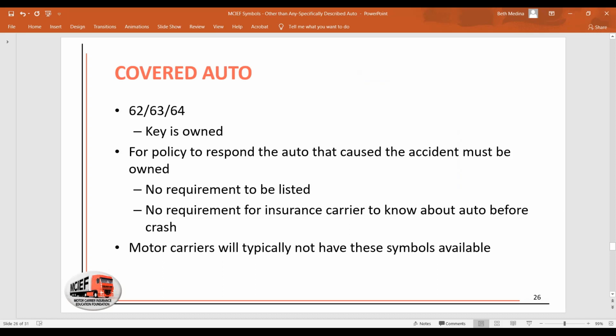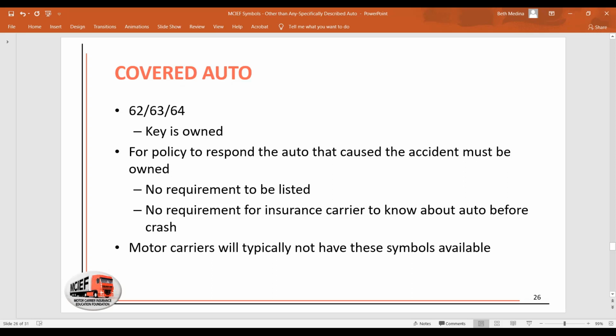So symbols 62, 63, 64: the key is that at the time of loss, the insured owns it. It has nothing to do with being scheduled on the policy. So for the policy to respond, the auto that caused the accident must be owned. There's no requirement to be listed. This is why you would rarely have it here, because the option of insuring for-hire motor carriers would be either to have it covered under the blanket, any owned, where the premium will be based on usage, or knowing about it. So that's the part here.